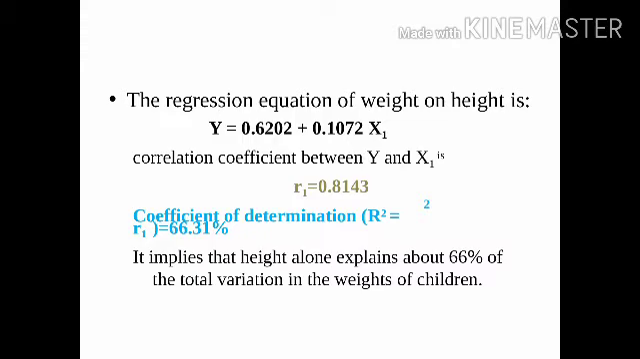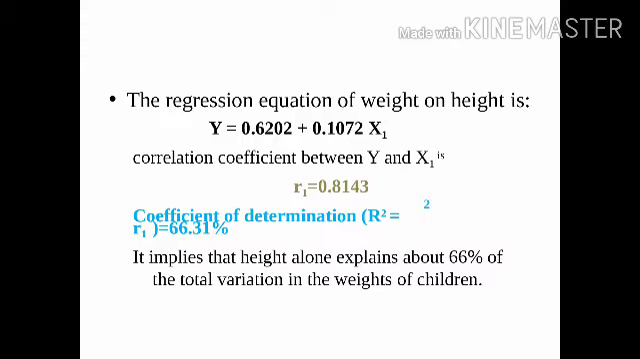The correlation coefficient between y and x1 is 0.8143. Here the correlation value is 0.8143, which is a high positive degree of correlation. If there is no correlation between y and x1, we are not going to do the regression analysis.